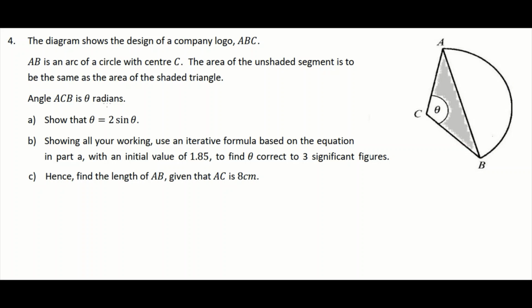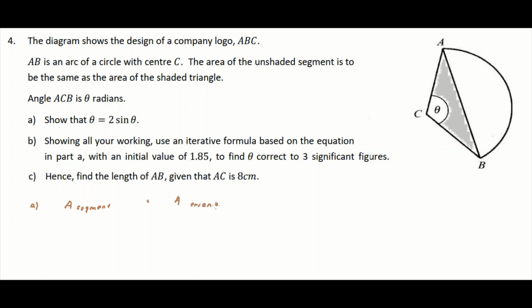It is given that AB is the arc of the circle with center C. The area of the unshaded segment is the same as the area of the shaded triangle. So let's start with the information that is given. You have the area of the segment, and it will be equal to the area of the triangle.